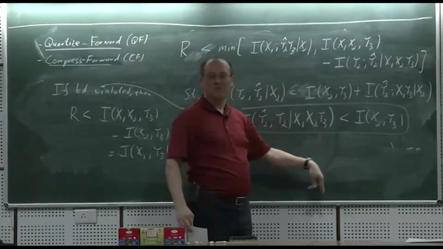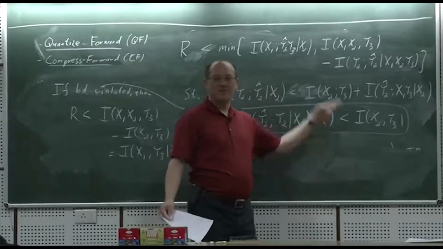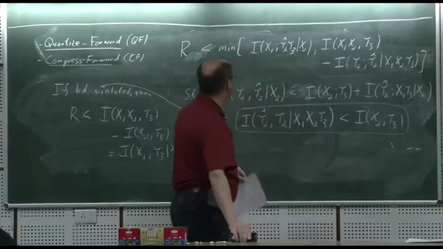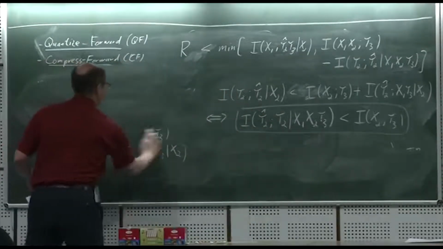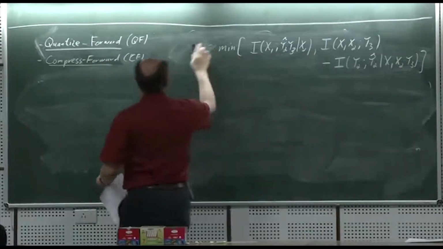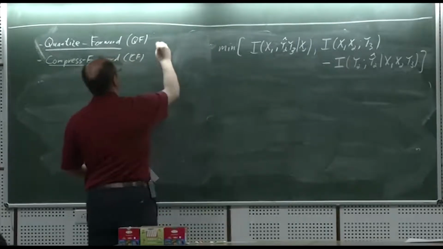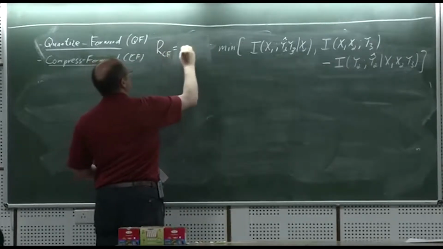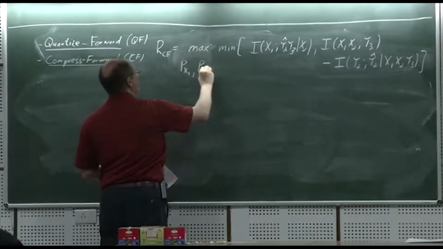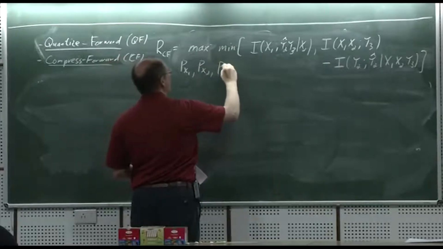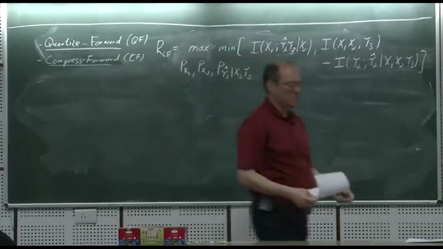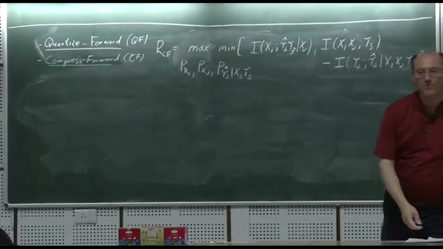So I may as well just drop the constraint, right? I don't need this constraint. I know I can still achieve the rate even if the constraint is violated. So the whole rate just becomes everything without this constraint. And that gives us our compressed forward rate. The compressed forward rate is equal to the max over all p(x1), p(x2), and p(ŷ2 | x2, y2) of that rate. That's the final quantized forward rate. Okay?